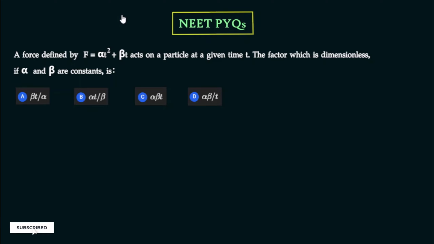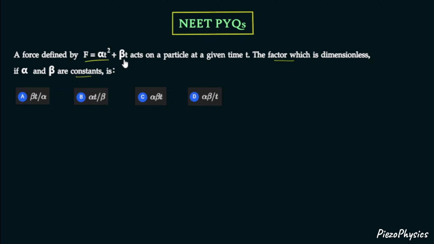In this particular video, we are going to solve some NEET PYQs based on dimensional analysis. Here we have the first PYQ: a force defined by F equals alpha t square plus beta t acts on a particle at a given time t. The factor which is dimensionless, if alpha and beta are constants, is... here we are given four options and we have to find which of the following is dimensionless.